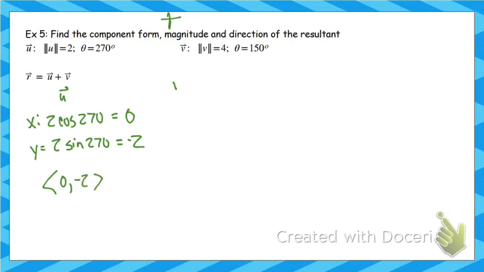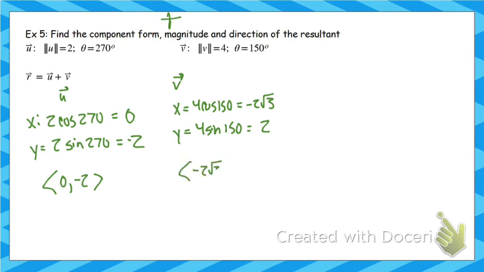Let's go ahead and do it for v. So same thing, let's find the x component. Magnitude cosine 150. Again, this is a unit circle one. So if you use your unit circle, you can find that this is negative 2 root 3, or if you plug it into a calculator. All right, let's do the y component. This would be for sine 150. Again, unit circle value, that would be 1/2, so that would be 2. So component form here, negative 2 root 3, comma 2.